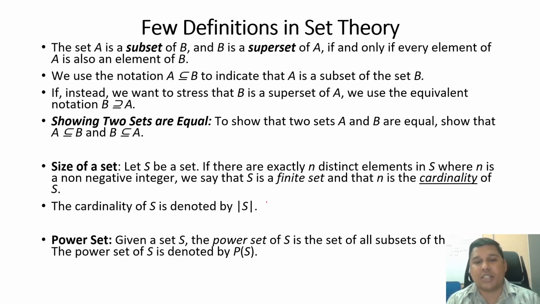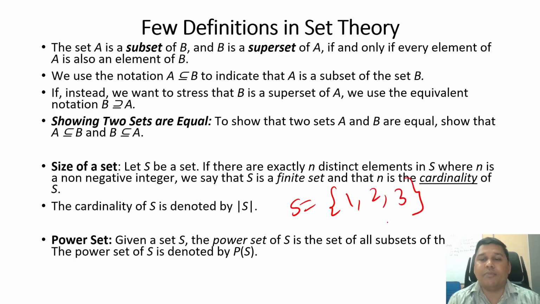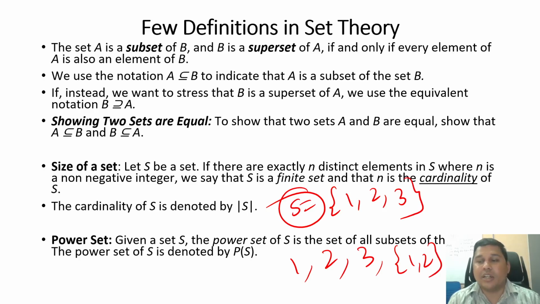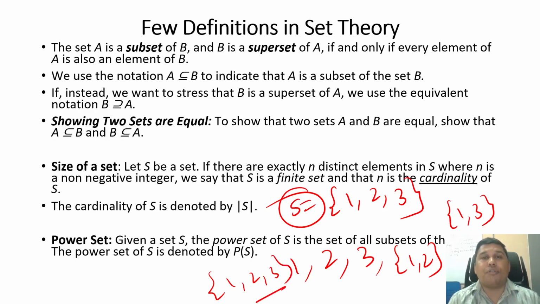Next concept is power set. Power set of S is nothing but the collection of all the subsets of a given set. If there is a set S equal to 1, 2 and 3, how many subsets can we form using this set S? One subset can be only one element, only 2 can be another set, only 3, then 1 and 2 combination is one subset, then 2 and 3 is one subset, then 1 and 3 is another subset, and all 3 together is one subset. Like this, the collection of all possible subsets of a given set is called the power set.